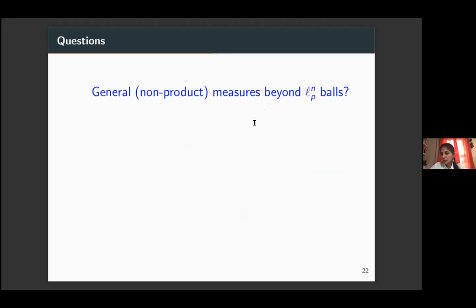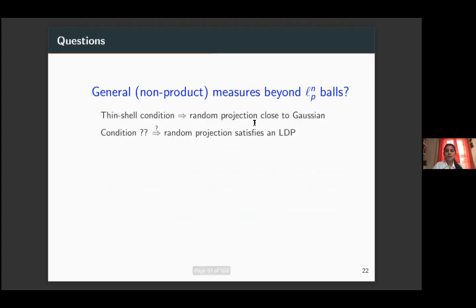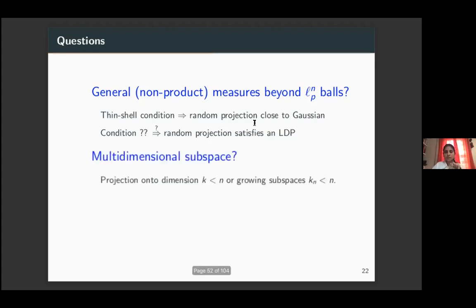So the question that remains is, okay, fine, LP balls are great. They're very amenable to calculations. Can we go beyond that to non-product measures? We know that the thin shell condition tells you that the random projection is close to Gaussian. Do we have another condition that will tell us that a random projection sequence will satisfy an LDP? So that's one question. And then you would like that in the case of multidimensional subspaces, where you're projecting onto a subspace whose dimension may even be growing with n.